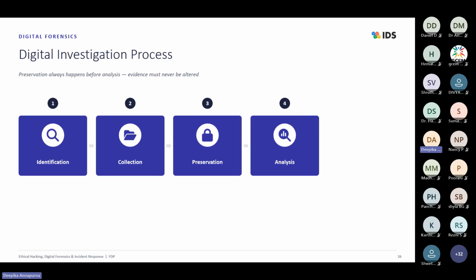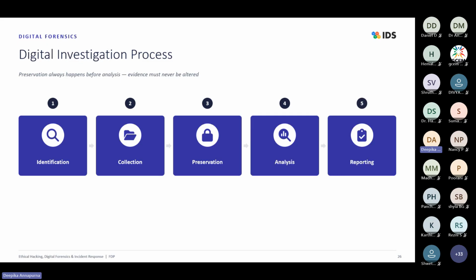Any malware is installed or not. Everything will get analyzed in the fourth step. And the final step is reporting. After doing all these steps, analysis and everything, the investigator will report everything.